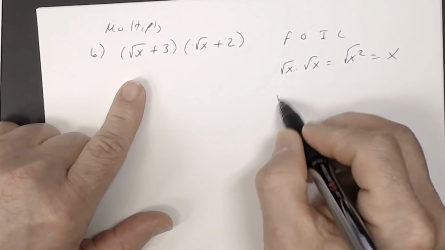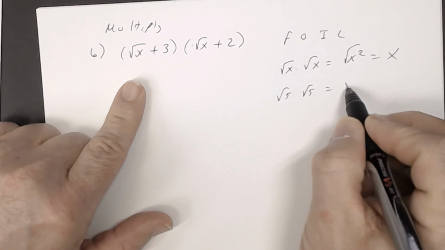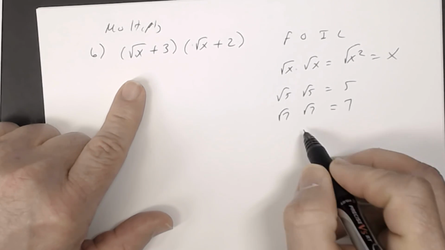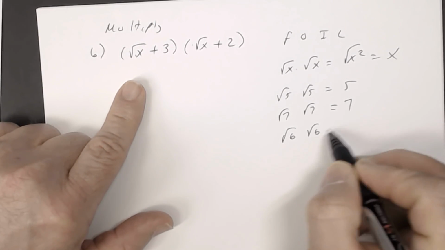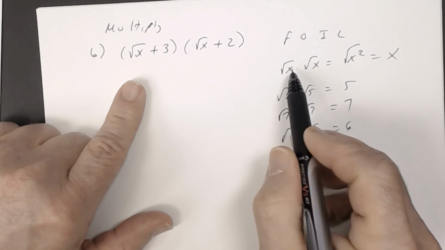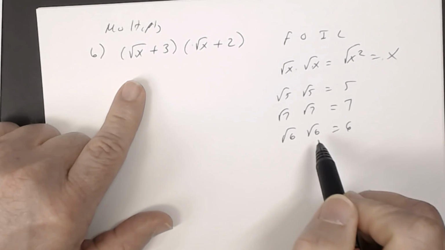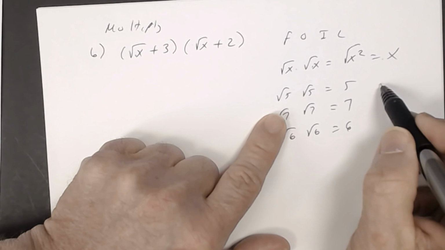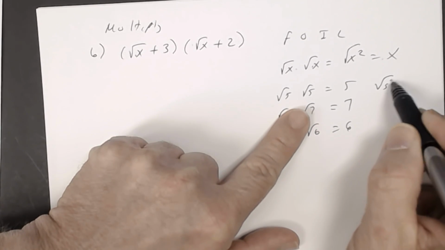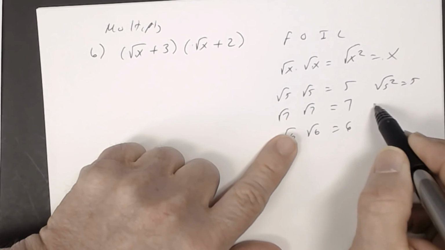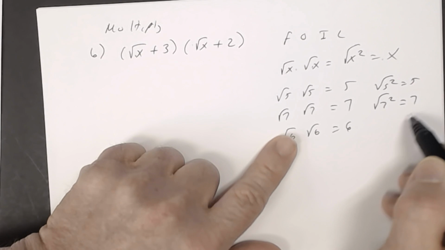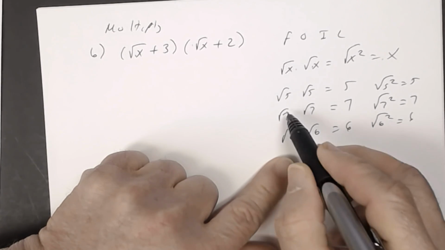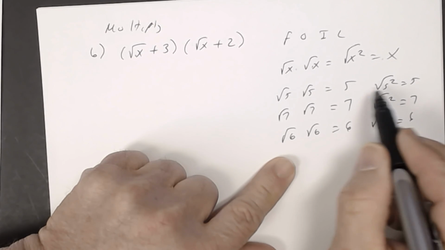It kind of makes sense because what's the square root of 5 times the square root of 5? It's just 5. The square root of 7 times the square root of 7 is just 7. The square root of 6 times the square root of 6 is just 6, right? So the square root of x times the square root of x is just x. That's true because the square root of 5 times the square root of 5 is the square root of 5 squared, which is 5, and likewise 7 and 6, because 6 times 6 is 6 squared, 7 times 7 is 7 squared, 5 times 5 is 5 squared.